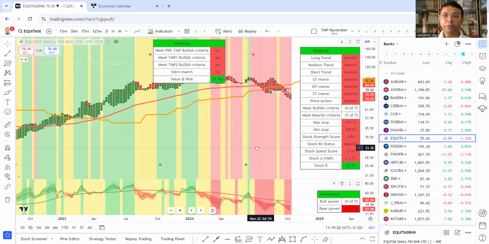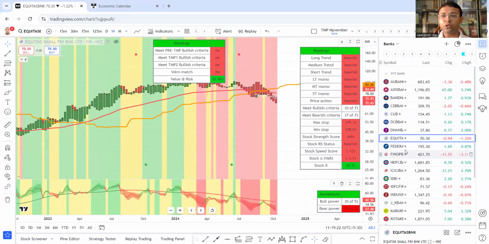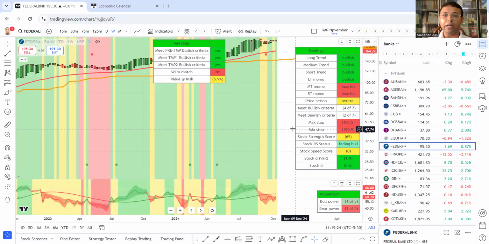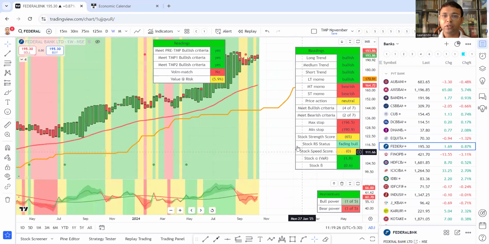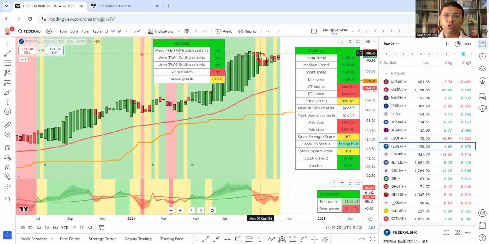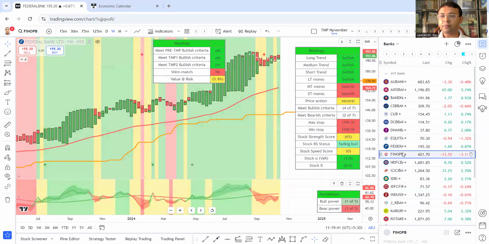Equitas Bank, it's bearish, will not do anything to do with Equitas Bank. Parking money here will be a wastage. It's in a flat consolidation, may bounce back in future, but the stock is not ready yet. Maybe better than the others, but definitely the stock is not ready for anything.